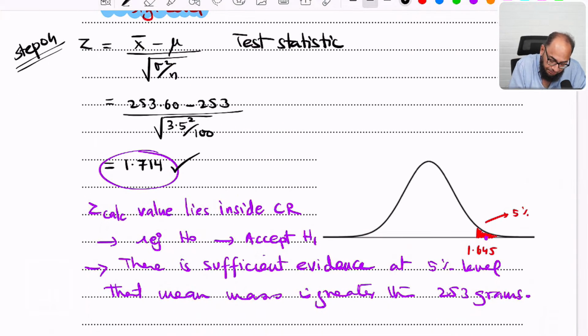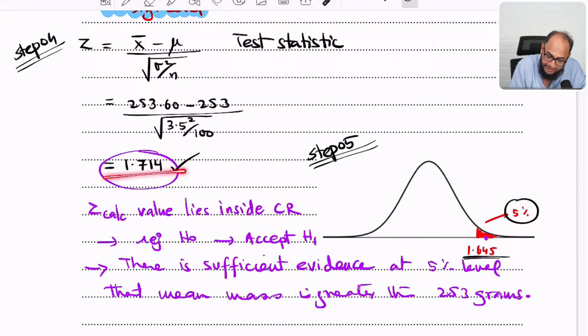And the last step, step 5, is drawing the conclusion. It's an upper tail test, so focus on the upper tail. Because of the 5% significance level, the critical z value is 1.645. We have to see whether our calculated z value lies in the critical region. Keep in mind, this is 0 over here, and the numbers are increasing on the right, getting positive. Yes, it lies in the critical region.